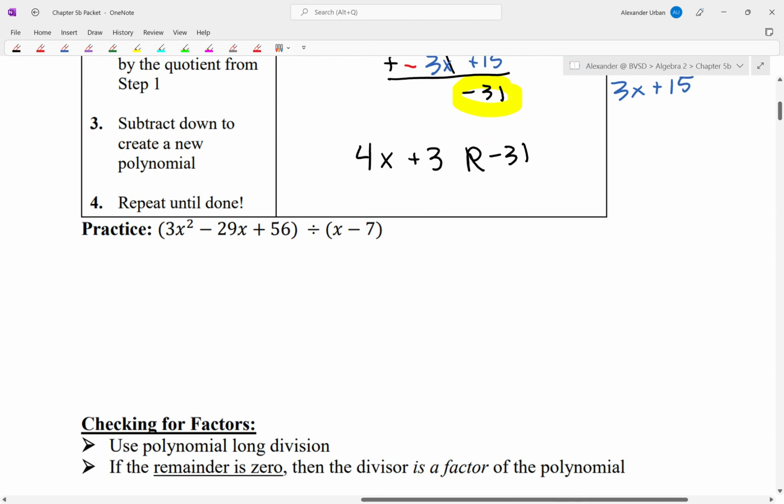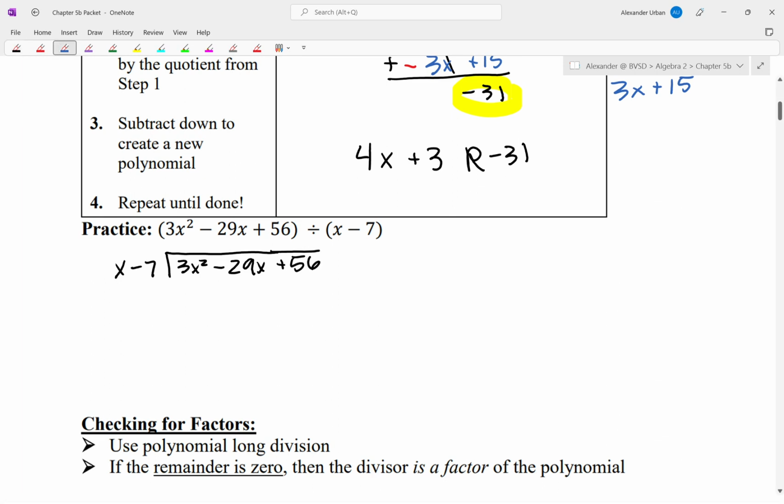But let's try this next one right here. Let's try this practice problem. I bet this one will be a little bit smoother. So we're going to try to take x minus 7 and divide it into 3x squared minus 29x plus 56. So let's see how this goes. I need to multiply this x to match this 3x squared. And the only way I do that is if I multiply everything by a 3x.